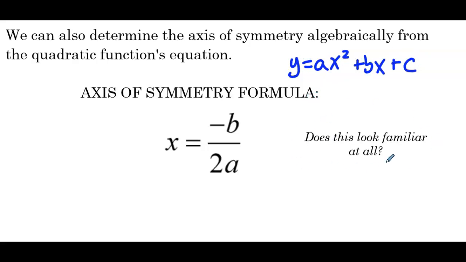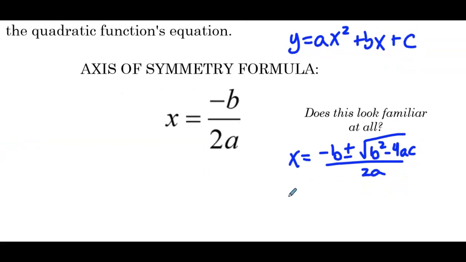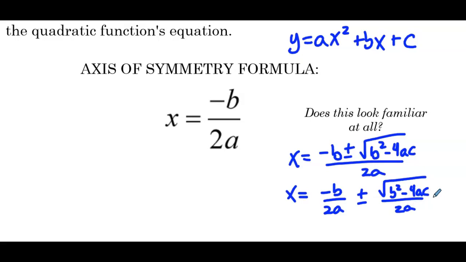Now, does this look familiar at all? It looks similar to the quadratic formula, which was x equals -b plus or minus the square root of b squared minus 4ac all over 2a. And if I were to split this up, I could write it as -b over 2a plus or minus the square root of b squared minus 4ac all over 2a. And this piece right here is the formula for the axis of symmetry.